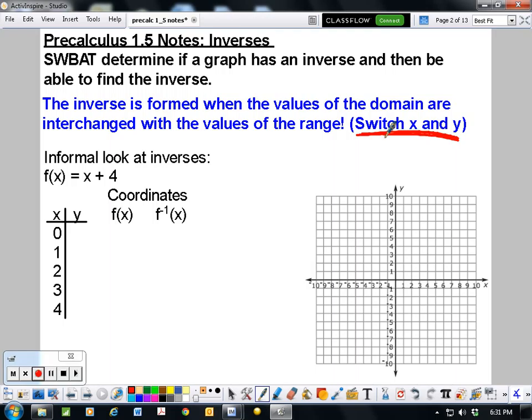So in an informal look at inverses, if I have the function f of x equals x plus 4, I can create a table for it. I can plug in 0 for x, so 0 plus 4 gives me 4. I can plug in 1 for x, so 1 plus 4 gives me 5. And then I can plug in 2 for x, 2 plus 4 gives me 6. And we kind of get the idea here.